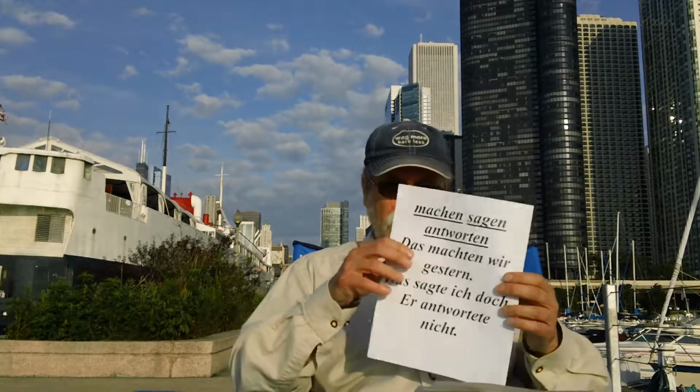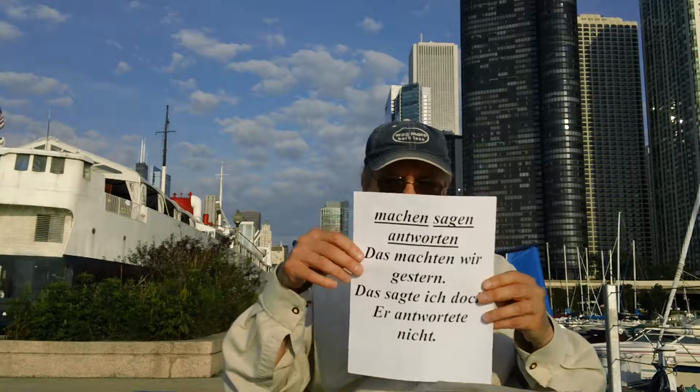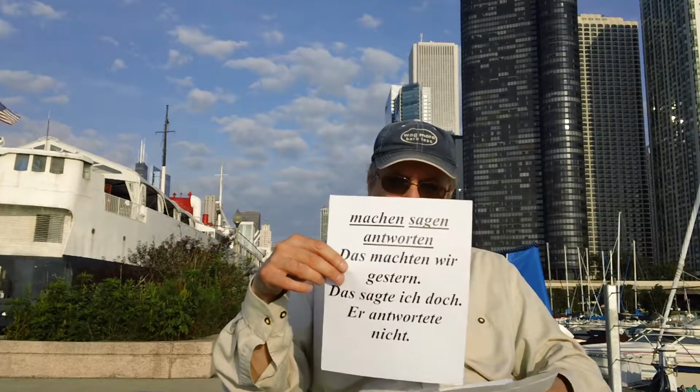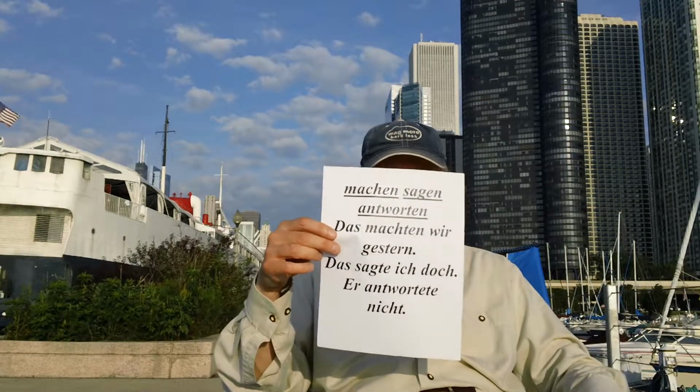Okay? Now, so let's just look at a few of these in sentences. First, regular verbs. Machen, sagen, antworten. Those are regular verbs, and I picked antworten for a very specific purpose, and I'll show it to you. So, we did that yesterday. Das machten wir gestern. Machen, go to the root, mach, add your past tense regular verb endings for wir, ten. Das machten wir gestern.